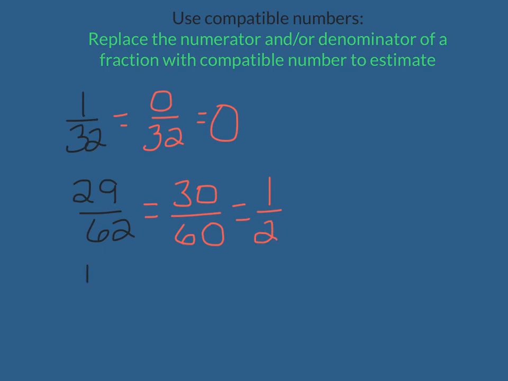Then we have 17/31. So I'd go, this 31, I could make that a 30. A lot of numbers go evenly into 30, like 10s and 5s. 17 is super close to 15, and that again equals 1/2.